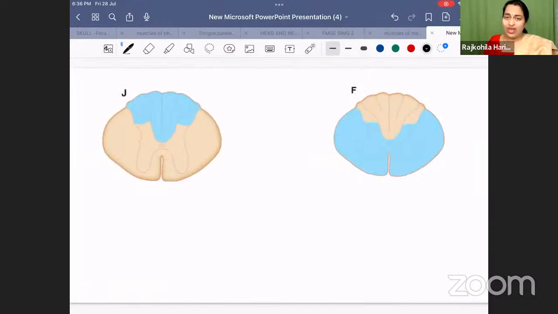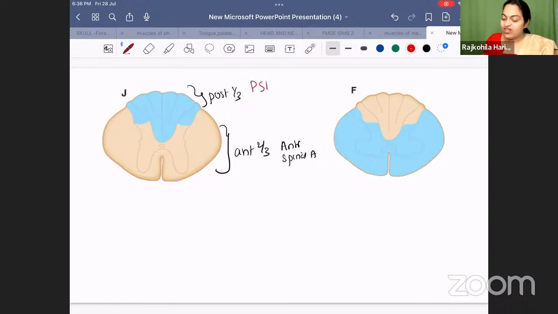And this one I just put to explain the blood supply of the spinal cord also. Here, as you see, the anterior two-thirds of the spinal cord is supplied by the anterior spinal artery, which is a branch of the vertebral artery. And the posterior one-third of the spinal cord is supplied by the posterior spinal artery, which is again a branch of the vertebral artery.